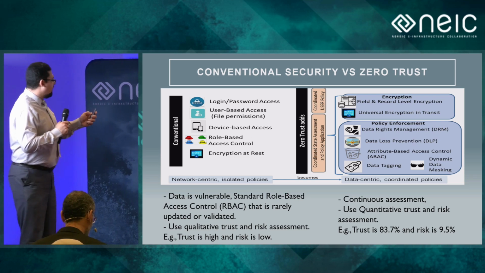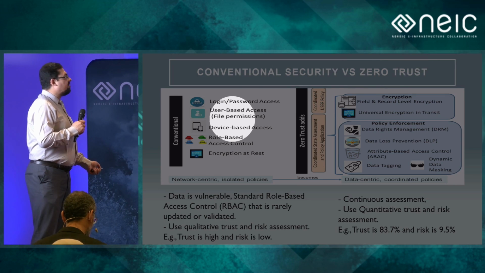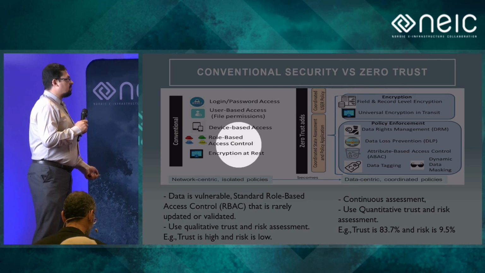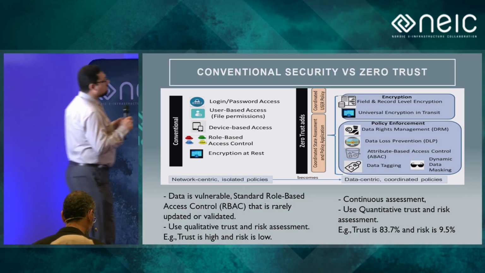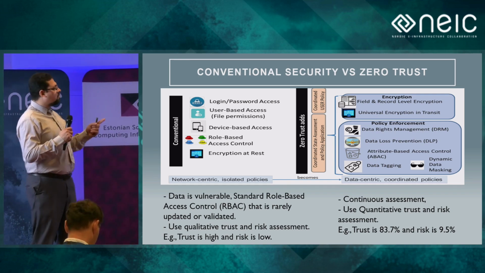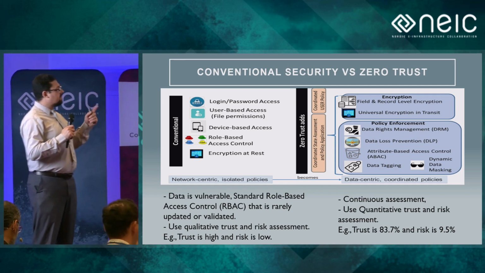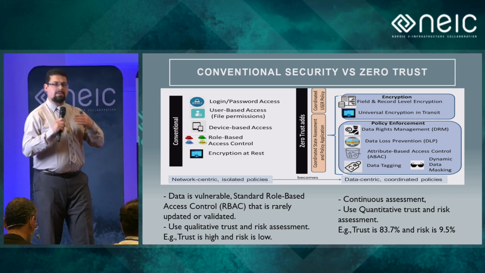So in the first scenario here, data is actually vulnerable to some attacks because the standard role-based systems here are not updated as you go, okay? But with the zero trust model here, you have a continuous assessment approach, so the role access-based and policies are updated as you go.